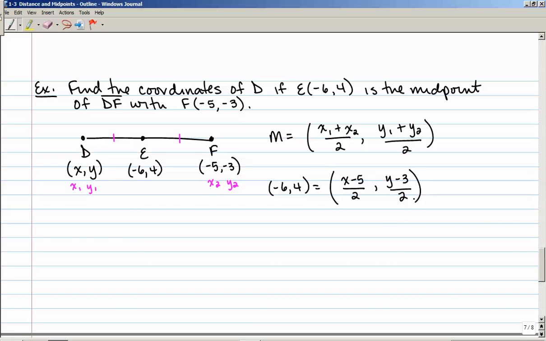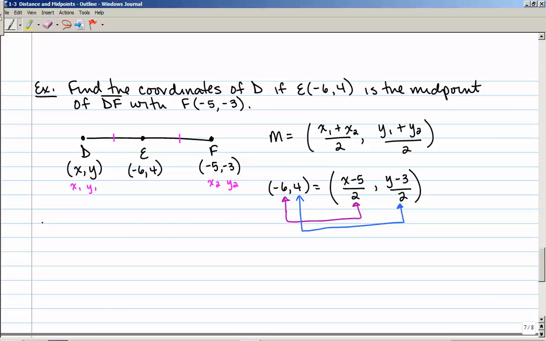Okay, now here's kind of the tricky part here. This right here is the x of the midpoint, but so too is this. So those are both expressions for the x of the midpoint. Here's the y of my midpoint, is 4, but then this over here is also the y of the midpoint. So from that, I know that negative 6 has to be equal to x minus 5 over 2, and 4 has to be equal to y minus 3 over 2.